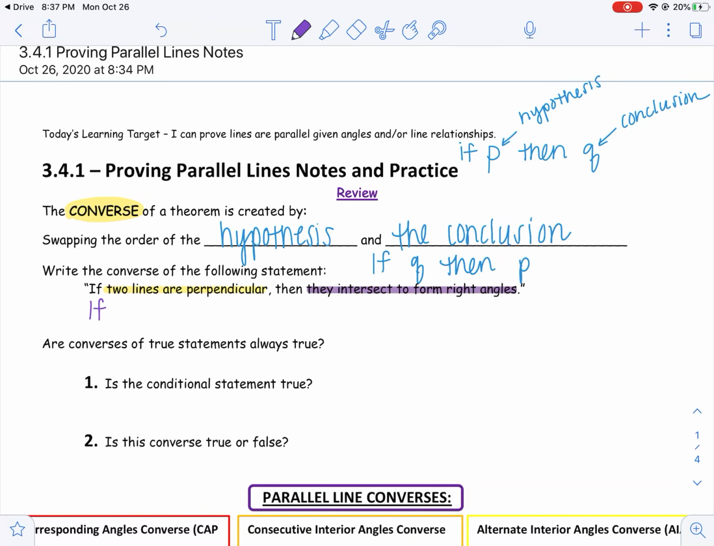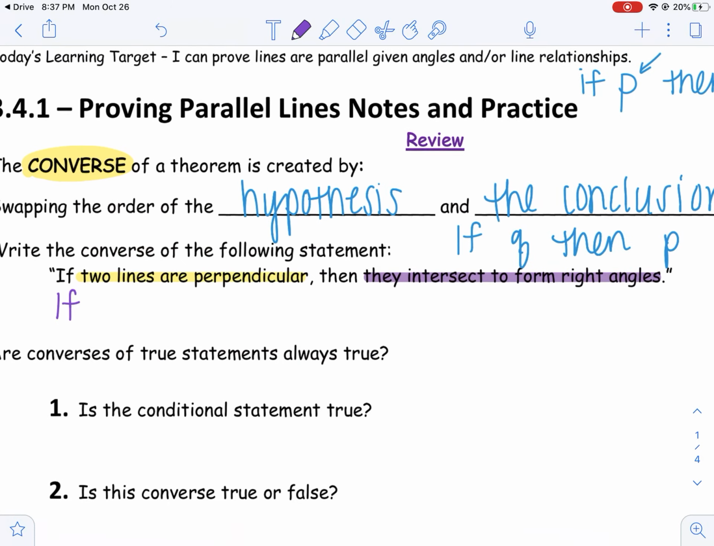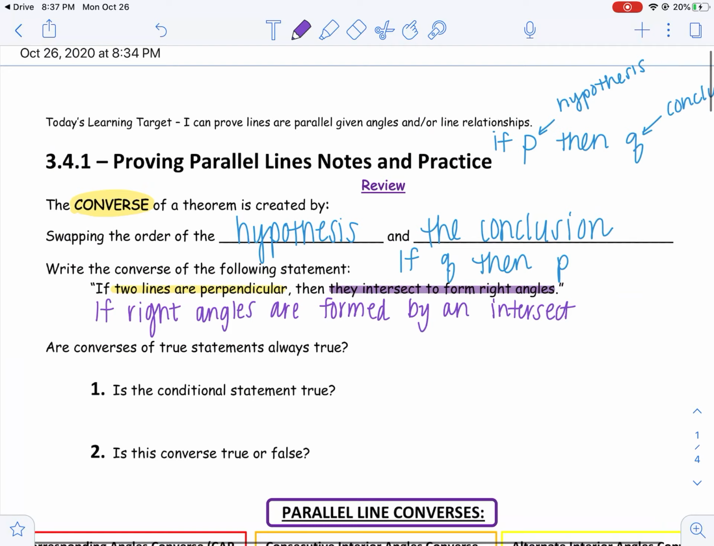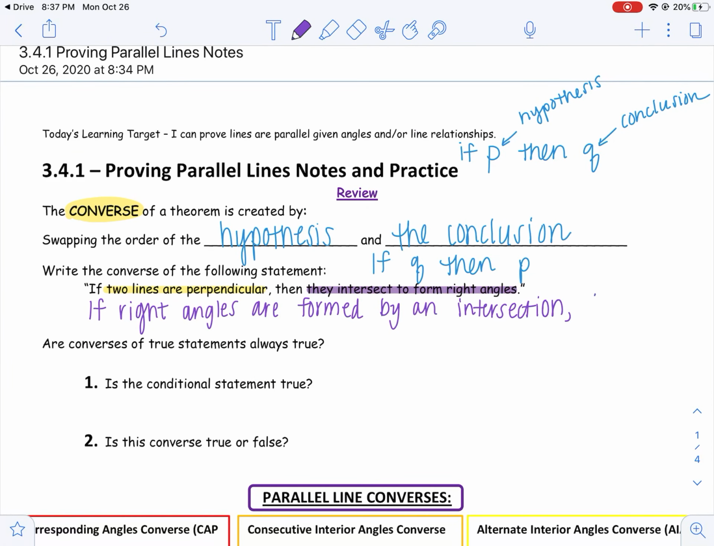Let's just say if right angles are formed by an intersection, and this is where it gets kind of tricky to reword it perfectly, then those two lines are perpendicular.